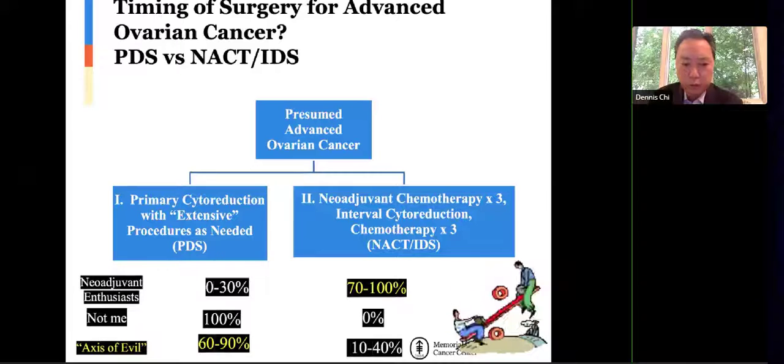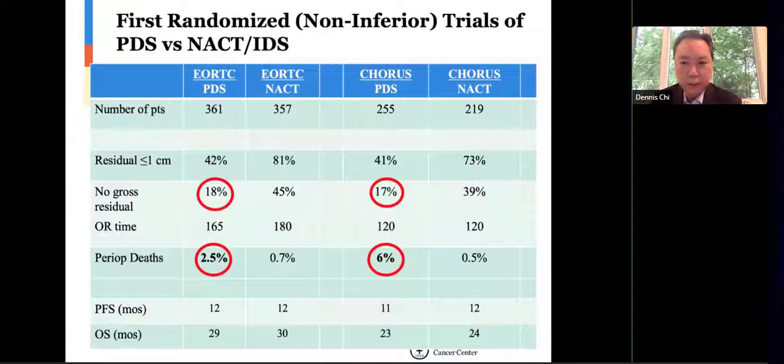We are proponents of primary debulking at Memorial Sloan Kettering, and we would try to debulk unless there's a good reason not to. So looking at the randomized trials, I've shown these slides before. I think everybody knows them, so I'm not going to spend a lot of time on them. But aren't we supposed to practice medicine based on level 1 evidence?